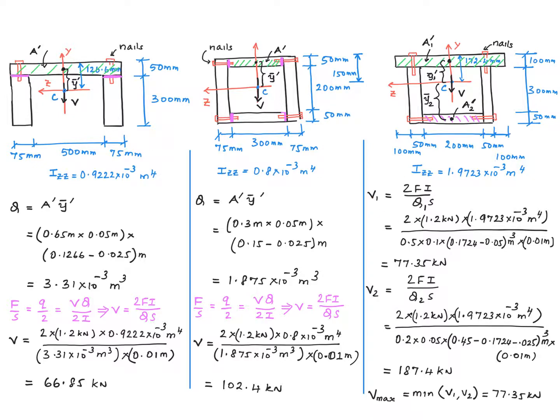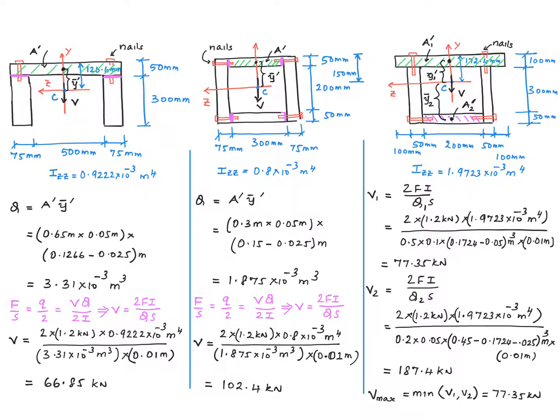But this time I need to calculate the maximum force that could be applied on this section on the basis of the failure of nails over here and here separately. So that's exactly what I have done here. For the first possibility, this is my shaded area, and the area of the shaded part is A1 prime, and the distance, the centroid from the z-axis is y1 bar prime, right? So you multiply these two, we get Q1. All right, so using Q1 in this equation, I get a value of 77.35 kilonewton for the shear force.